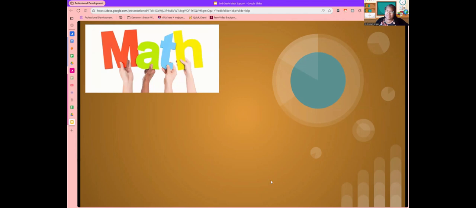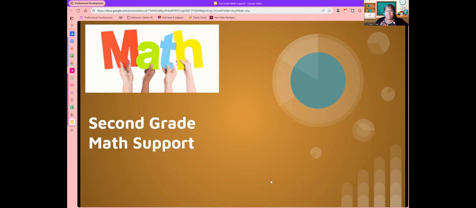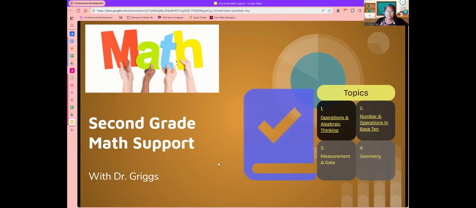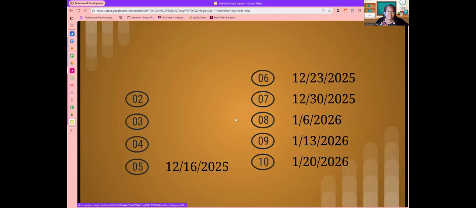Second grade math support. My name is Dr. Briggs, and these are the topics for this school year. We are now on number and operations in base 10.